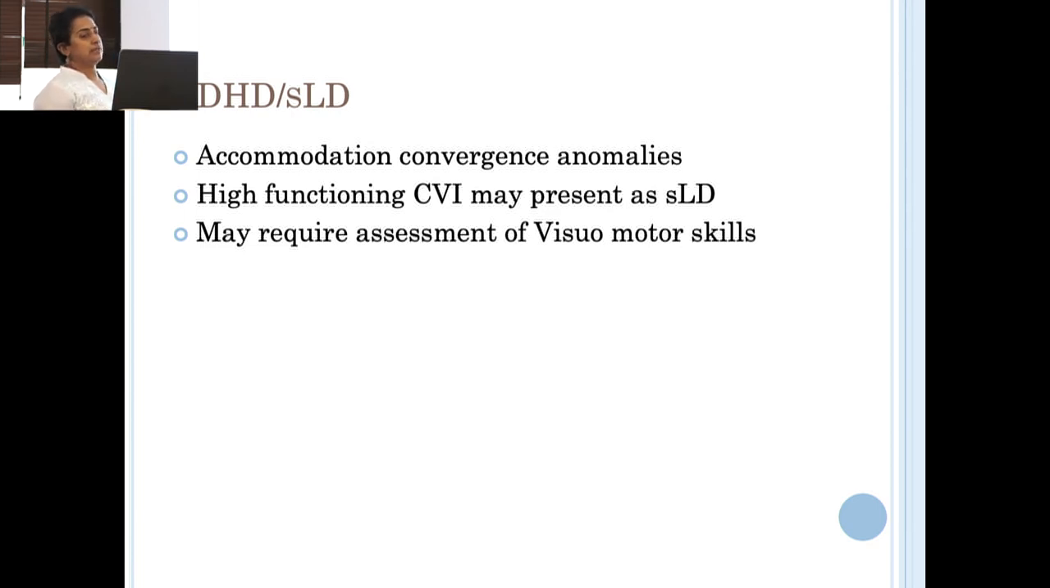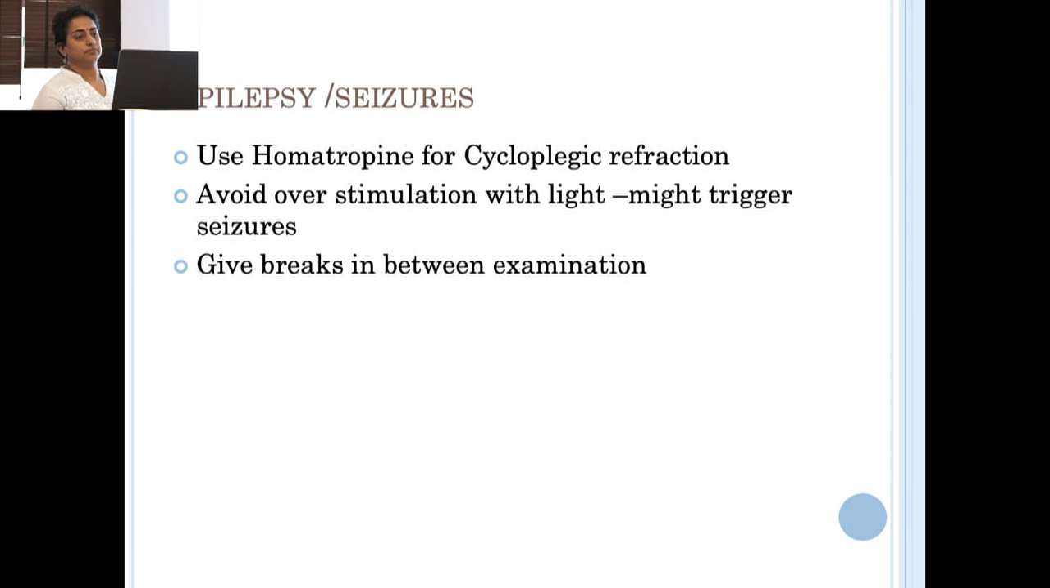In high functioning CVI, the child may not have any disability. Maybe if you look into the history, the child would have had some perinatal risk factors and had come out unscathed without any disabilities. But once they come to a school level or an academic level, they find difficulty, especially in geometry and writing certain letters. So it comes out as a specific learning disability. In such children, you should assess visual motor skills also.